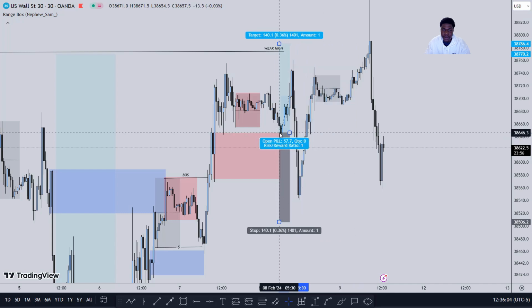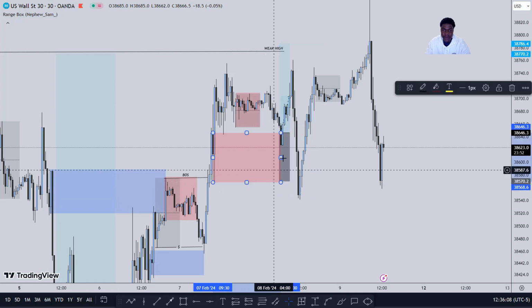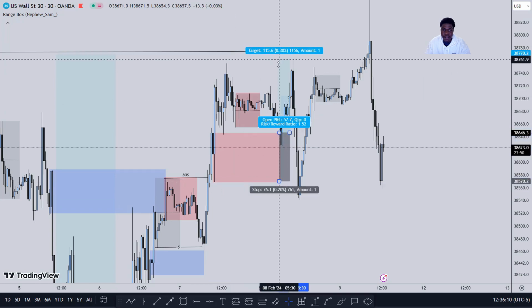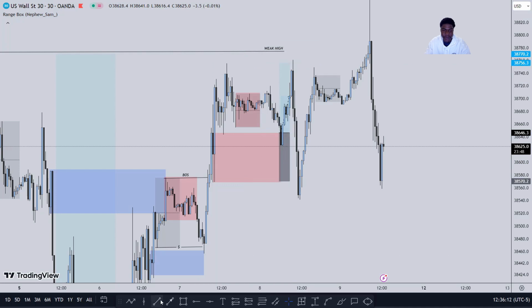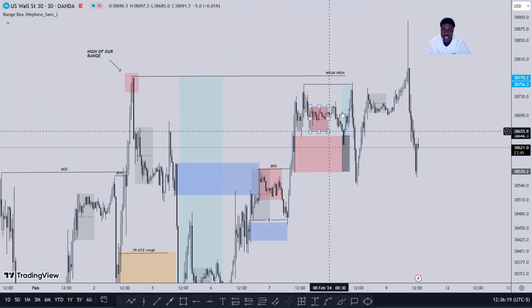Boom. Stop loss at the low. And where are you targeting? You're targeting these old highs right here. Always target recent highs, right? Always target recent highs. This right here was just a short-term scalp, I would say.